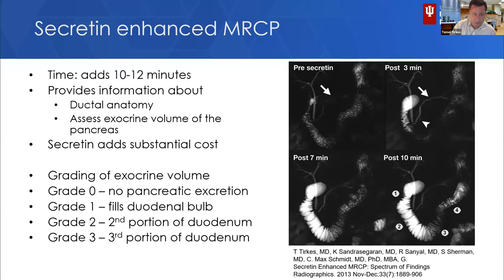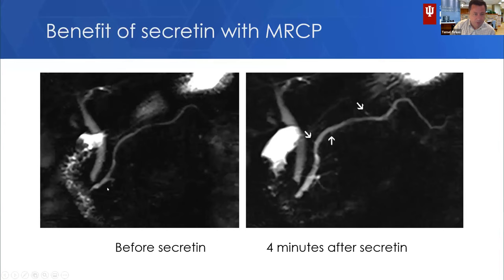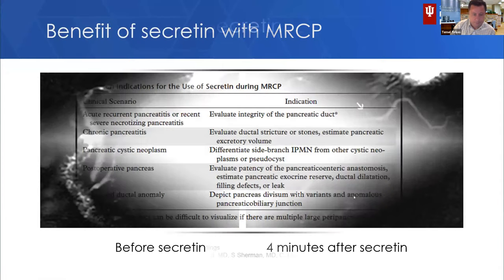The downside of using secretin is it adds about 15 minutes to the study, which is a long time in MRI, and it also adds a lot of cost. It is a substantial increase in the cost of the MRCP. Here's a before and after secretin image. You can really see the difference in the pancreatic duct, and you can see a lot more side branch ducts.